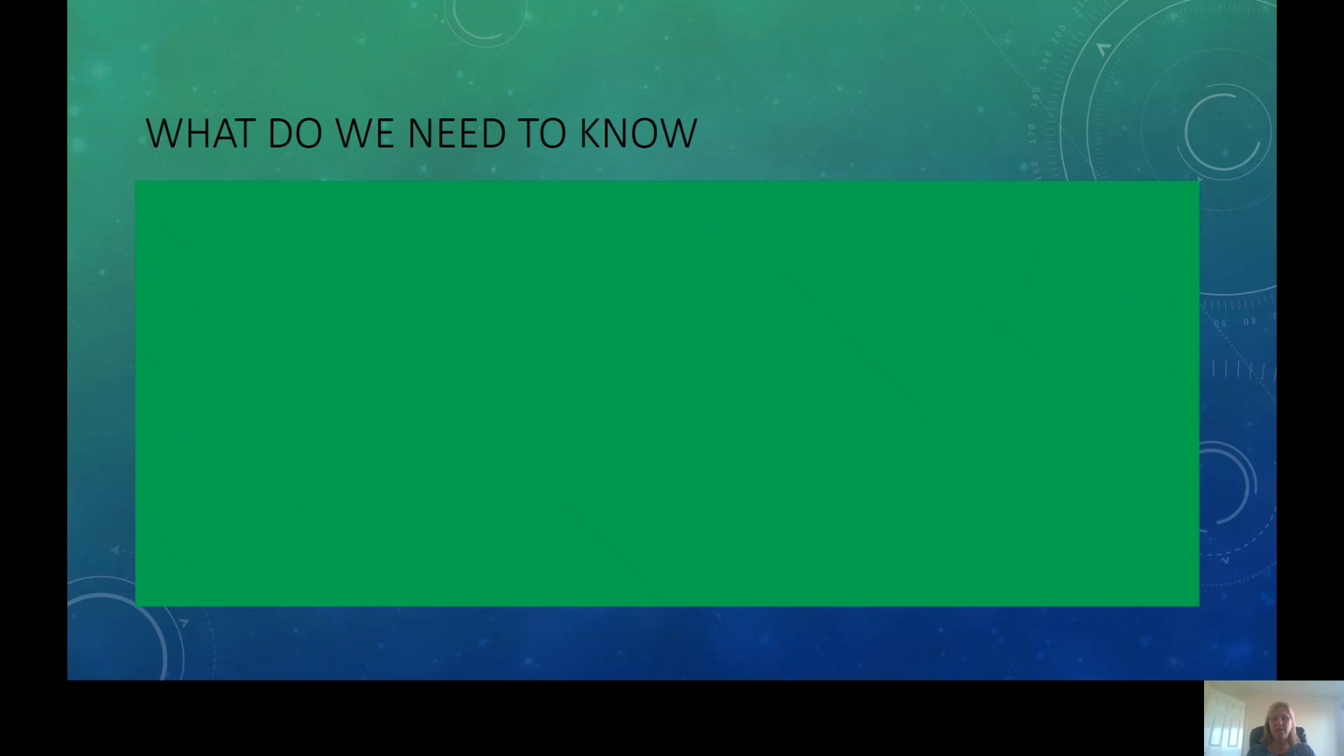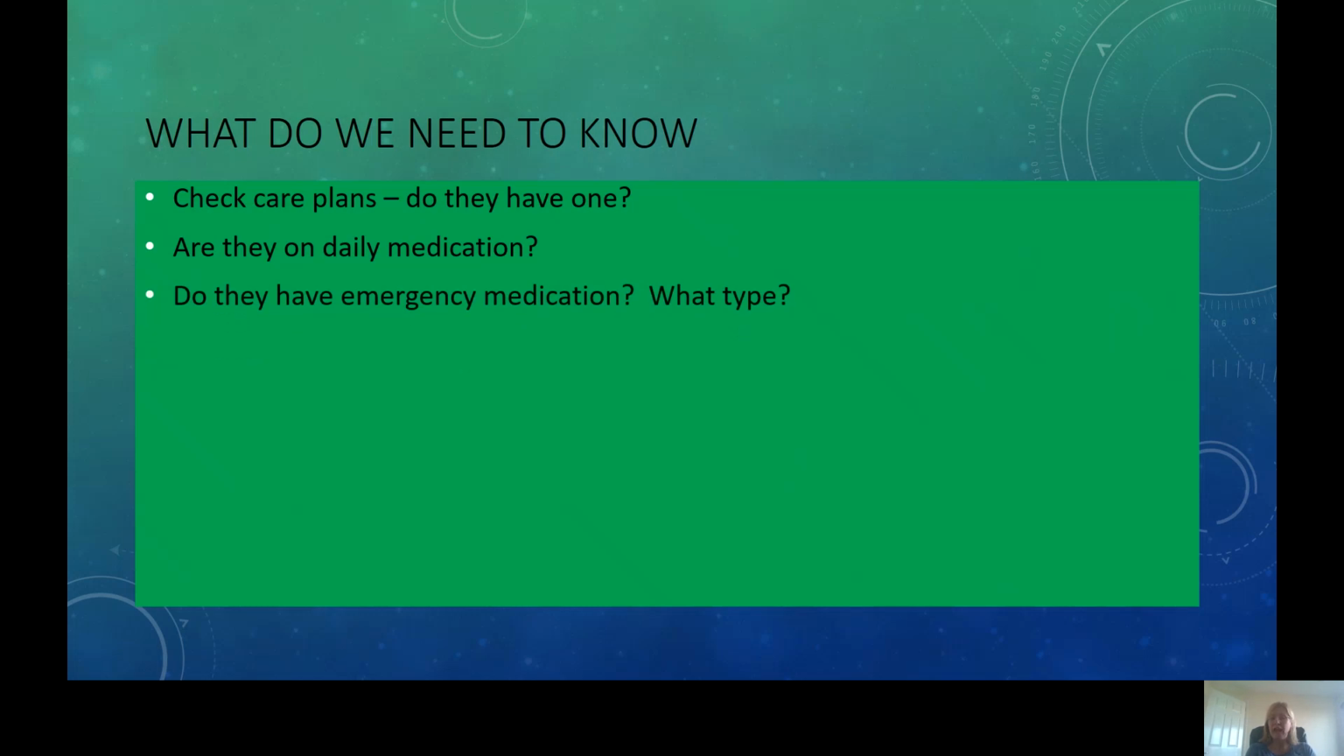So what do we need to know as staff? First of all, check their care plans. Do they have one? Are they on daily medication? This may be something that if you call an ambulance crew, they will ask you, so they know what medication the client is on. Do they have any emergency medication? If so, what type? The most common types are buccal midazolam, which is administered into the buccal cavity in the mouth, or rectal diazepam, which of course is placed in the rectum.